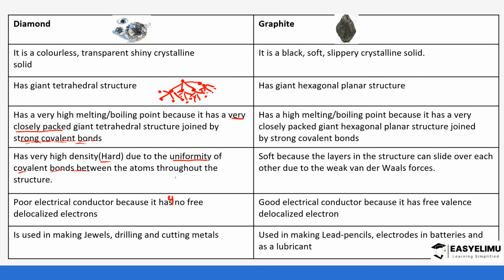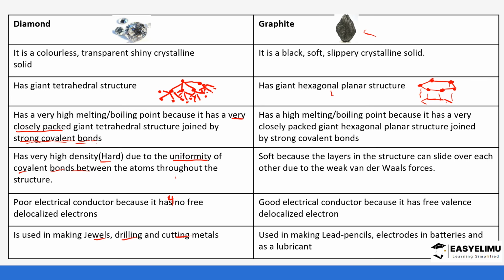It is used to make jewels. It's also used in drilling and cutting metals because of how hard it is. Graphite is usually a black, soft, and slippery crystalline solid, as you can see from the image. It has a giant hexagonal planar structure. If we were to draw the structure of a diamond, it looks something of this sort. And remember, diamond also has a very high melting point.